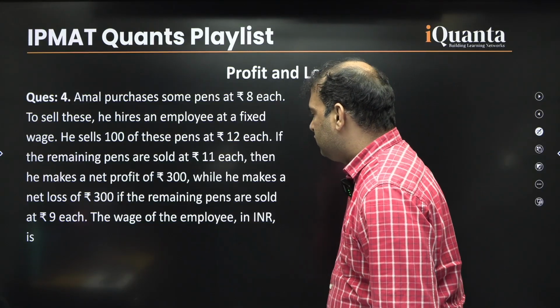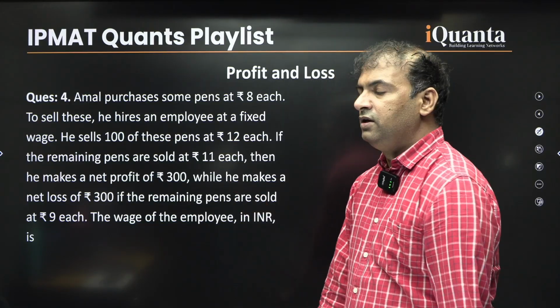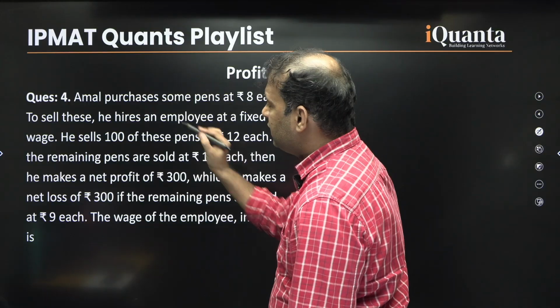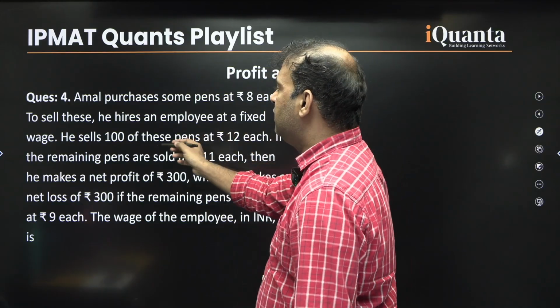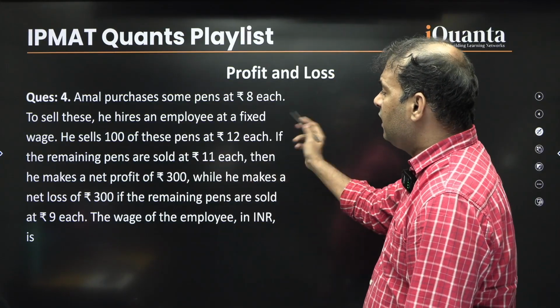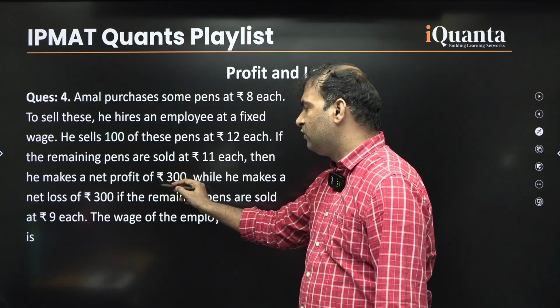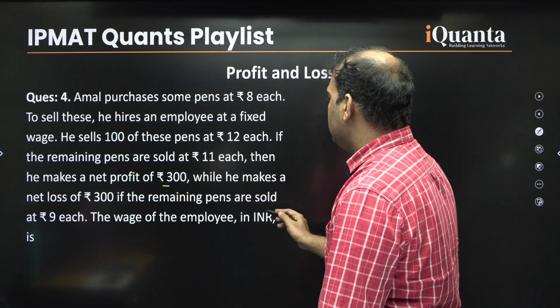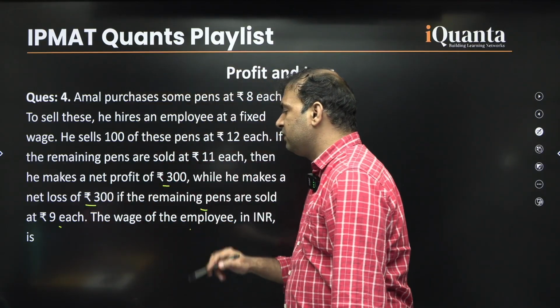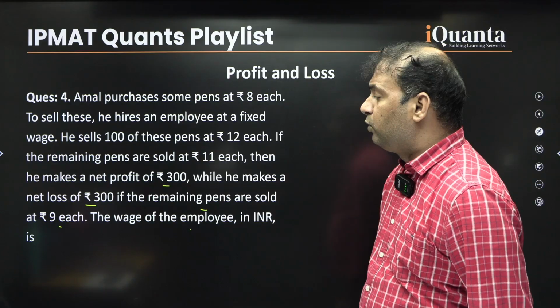The wage of the employee in rupees is, let's read it again. They are saying Amal purchases some pens at 8 rupees each. To sell these, he hires an employee at a fixed wage. He sells 100 of these pens at rupees 12 each, and the remaining pens are sold. If at rupees 11, he makes overall profit 300. If he sells the remaining pens at rupees 9, he makes a loss of 300. Now we have to find the wage of the employees in rupees.